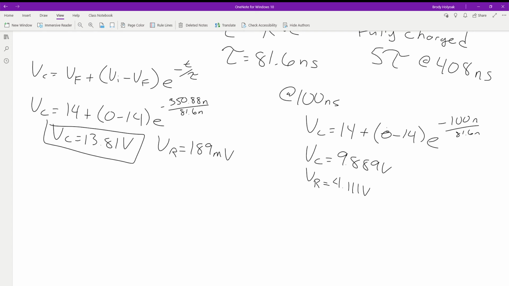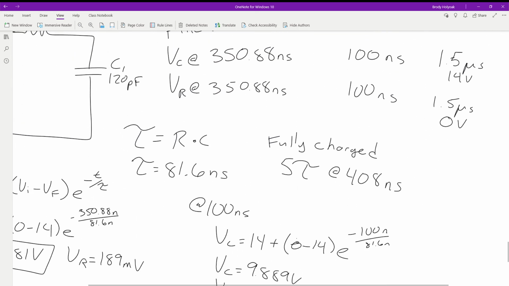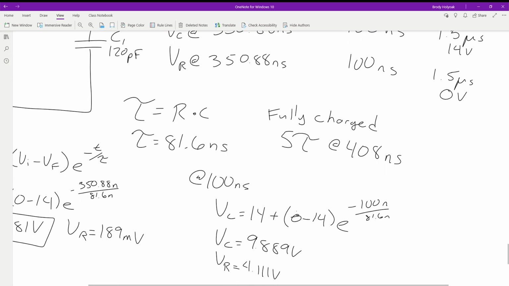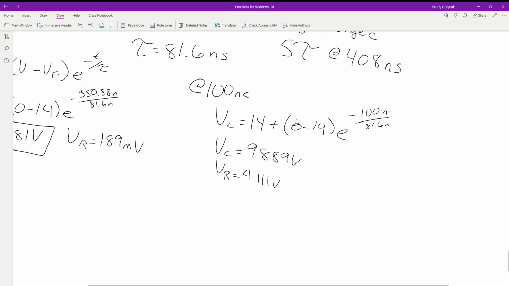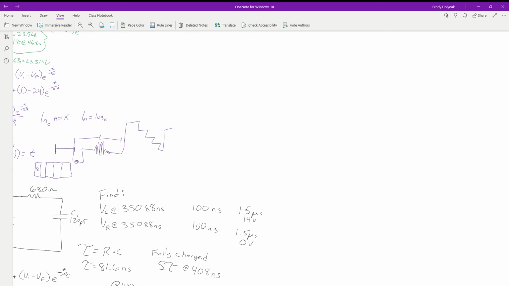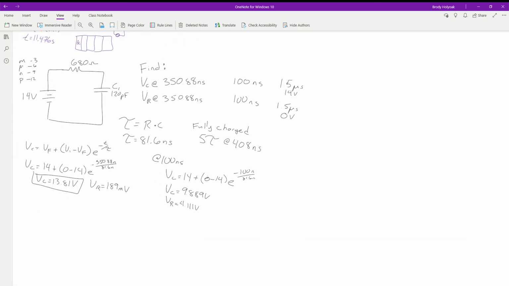All right, and then we also found out for the other one, at 1.5 microseconds, the resistor is 0 and the capacitor is fully charged. Any questions about that? Or about this concept?